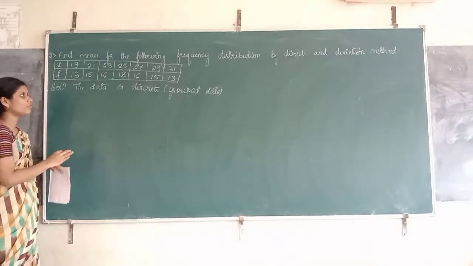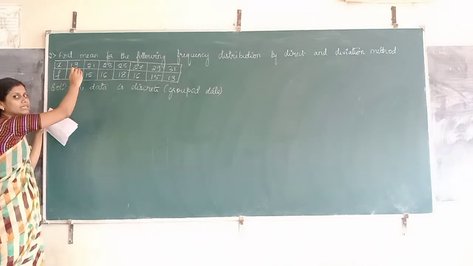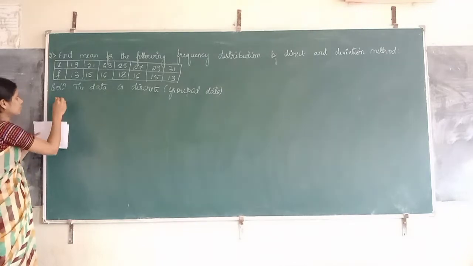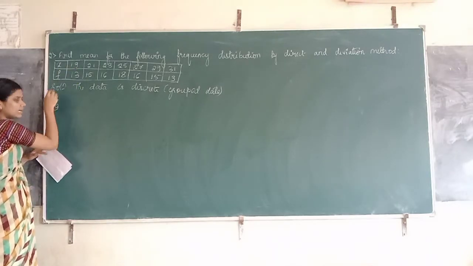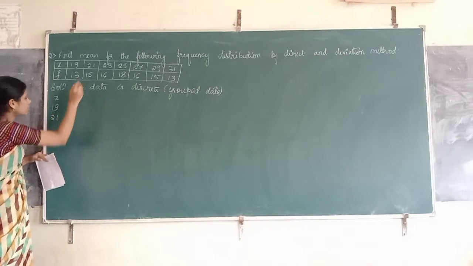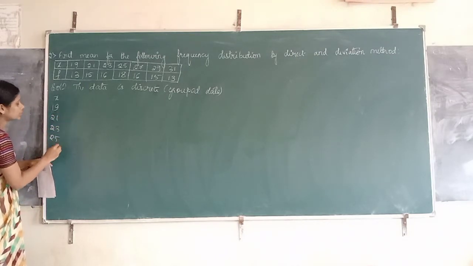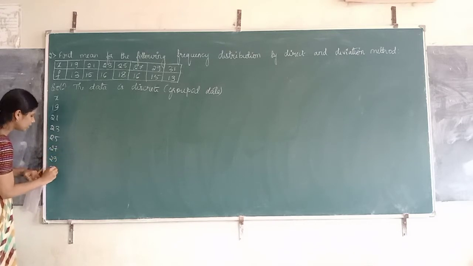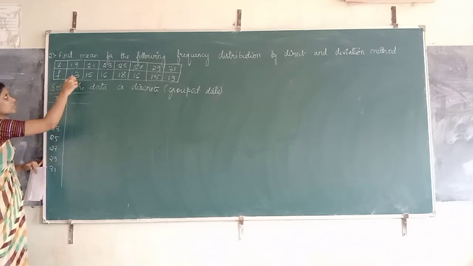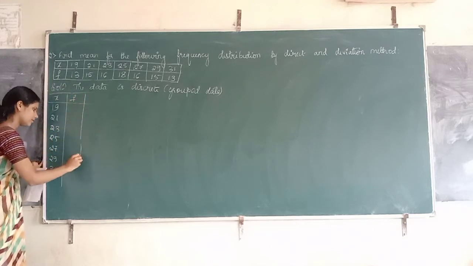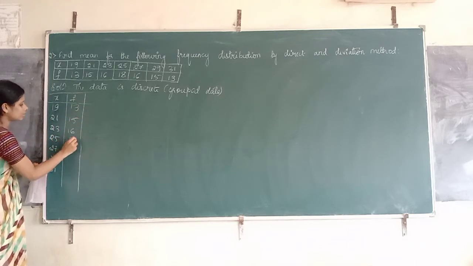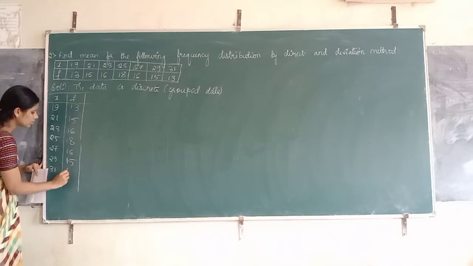Before writing the formula for this, I would like to draw the table once again in the solution part. Here it is given in row, but now in the solution I am going to take it in column. So values of x are 19, 21, 23, 25, 27, 29 and 31. Next, frequency is given. The values of frequency are 13, 15, 16, 18, again 16, 15 and 30.